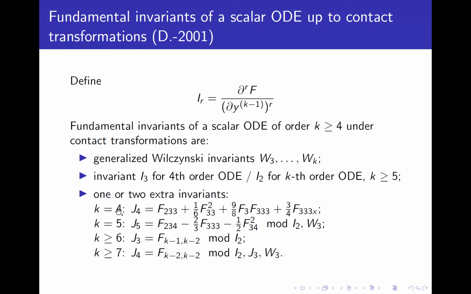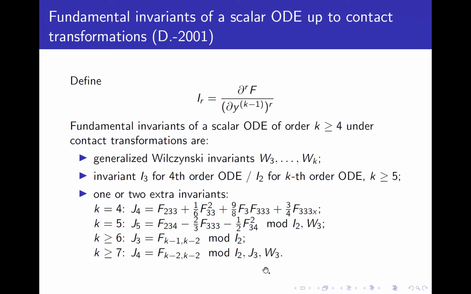For example, for k equal to 4, we have W3, W4 as fundamental invariants, then we have I3, and then one more invariant, which is of a bit strange form, but this is how it is. Similarly for k equal to 5, we just need one more invariant on top of 3 Wilczynski invariants and I2. And starting from ODEs of order 6 and 7, that kind of starts to stabilize.